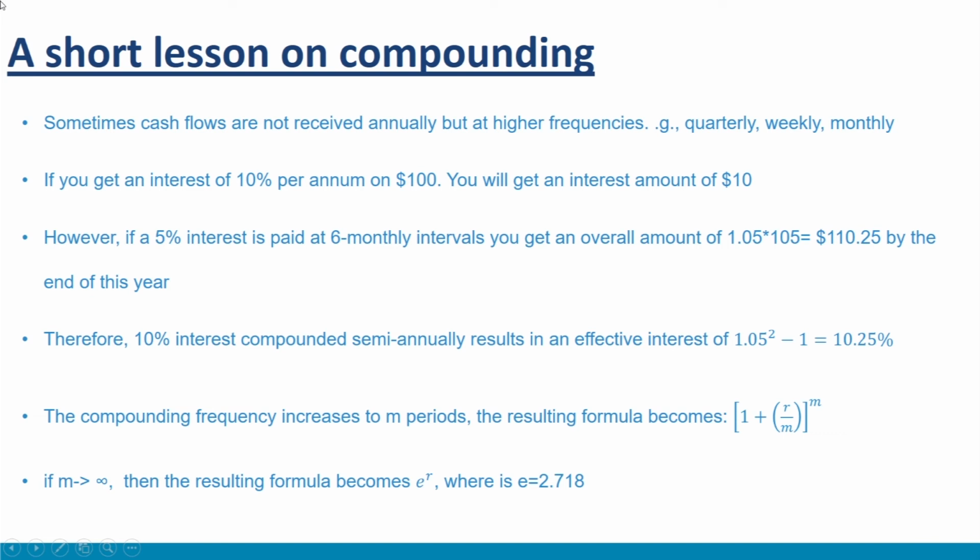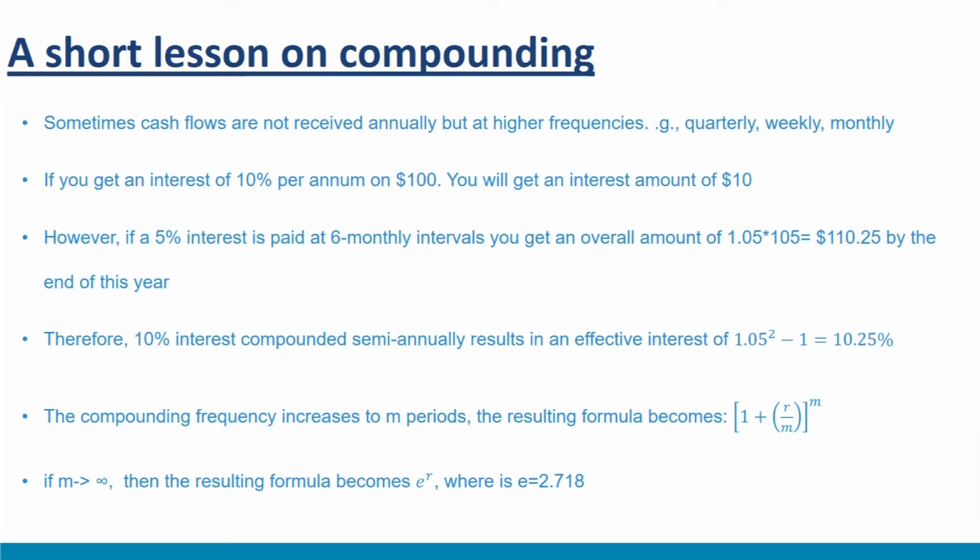Till now, we have assumed annual cash flows at the end of the year. Very often cash flows are received at higher frequencies, for example quarterly, weekly, monthly. That means you have more opportunity to invest these early and more frequent interest payments. This results in a higher frequency of compounding.